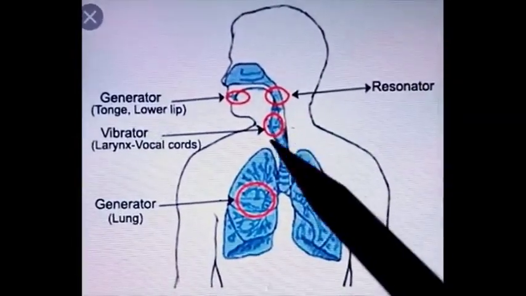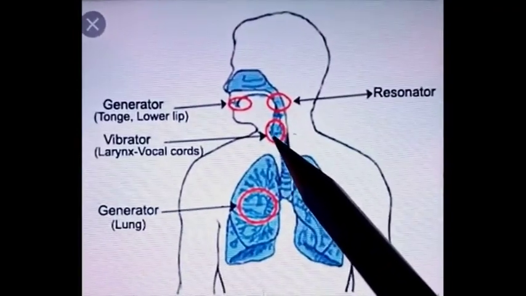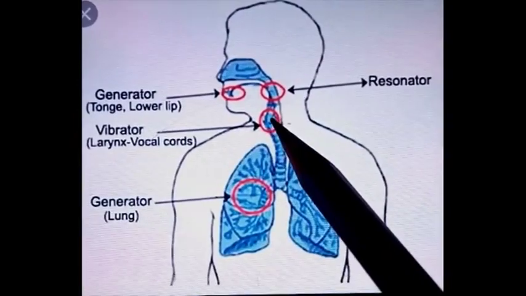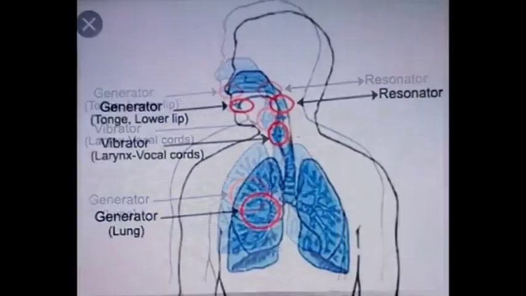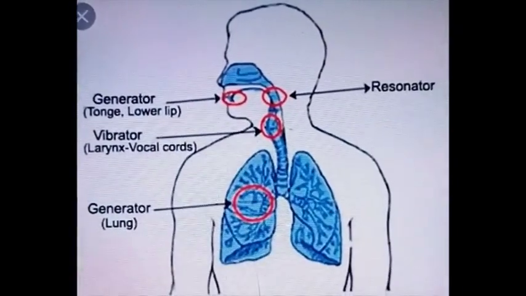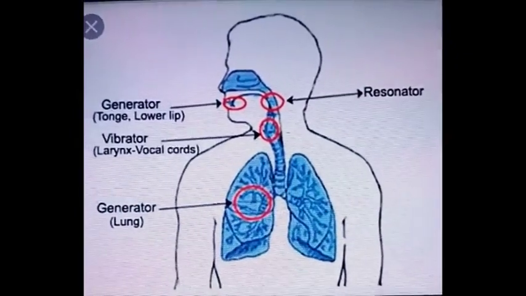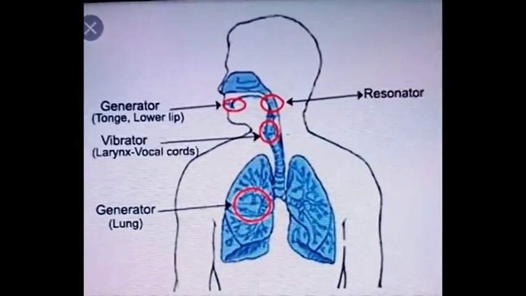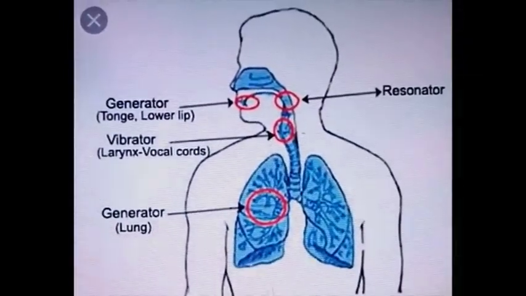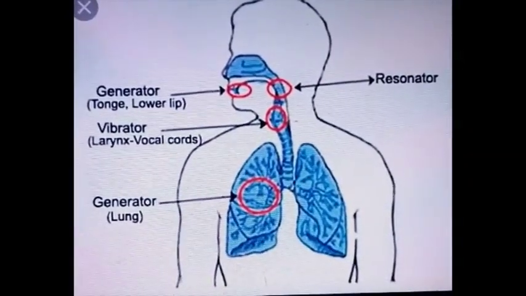Second step is vibrators. The expired air causes vibration of the vocal cords present in the glottis area. Pitch of the voice depends upon rate of vibration of vocal folds. Means the more the vibration of vocal cords, the more the sharpness of voice. The sound of vowels, that is A, E, I, O, U, is produced in the larynx.